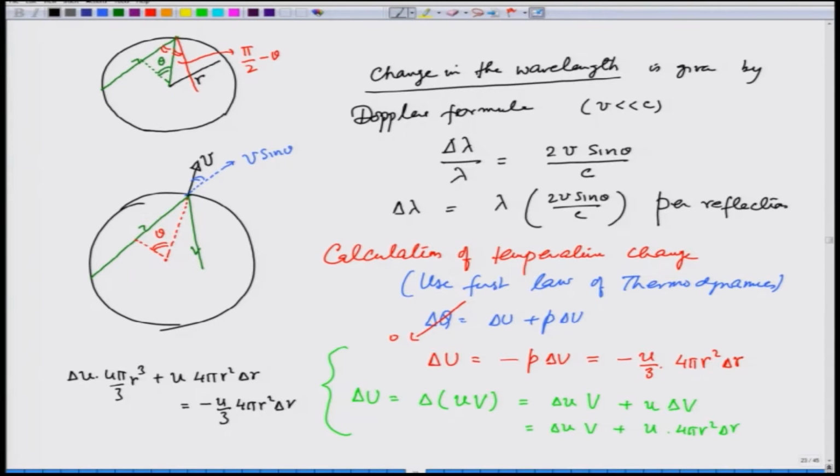All right. Now, I can write that 4 pi r squared cancels all through. So, you get delta U over U by 3 is equal to minus 4 U by 3 delta r. So, this is the result we have got, which I will take to the next slide.